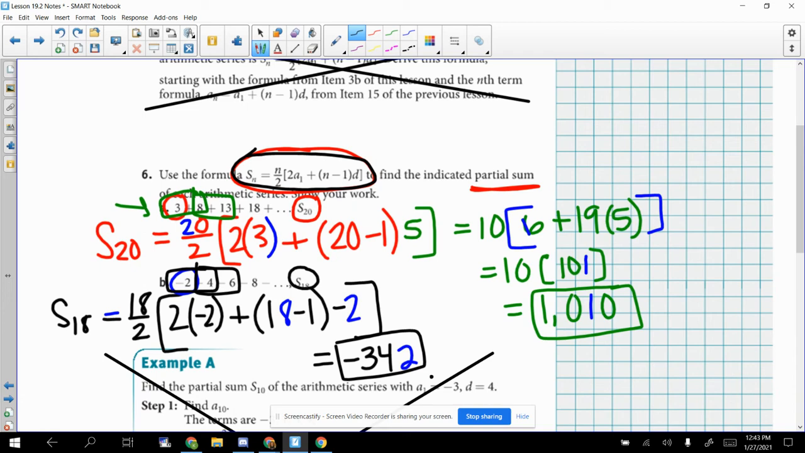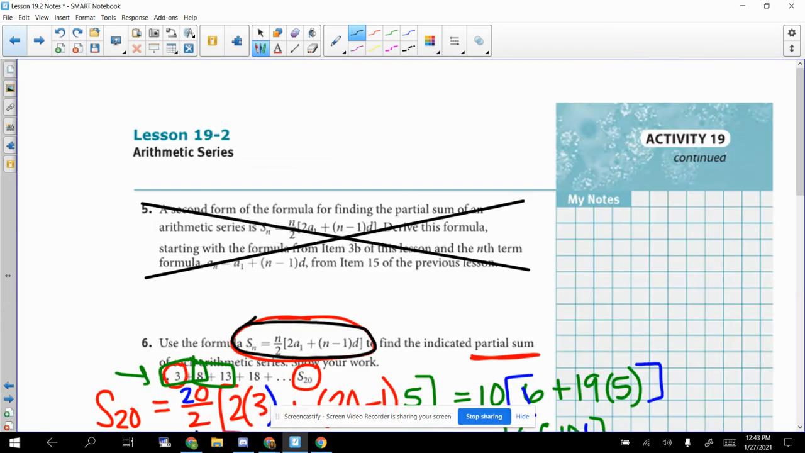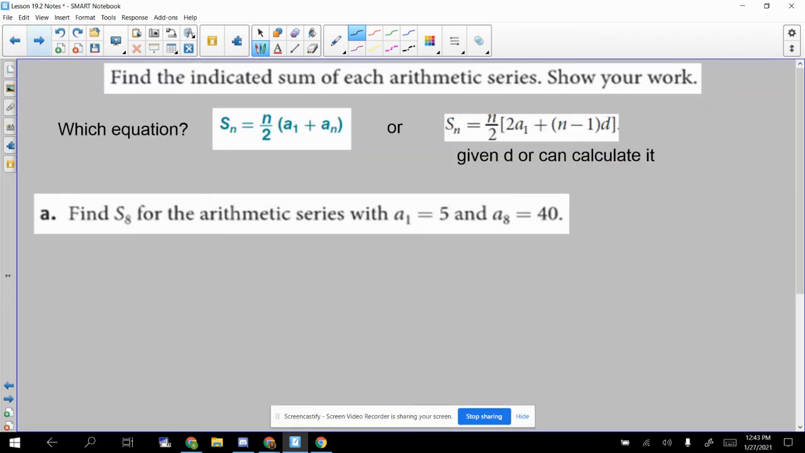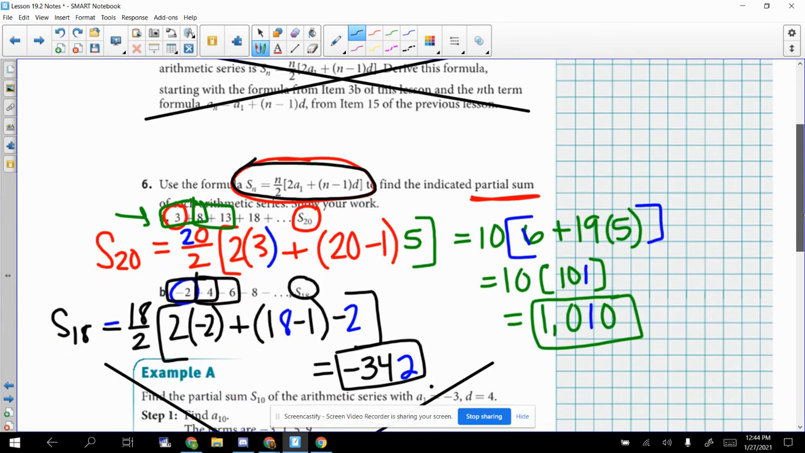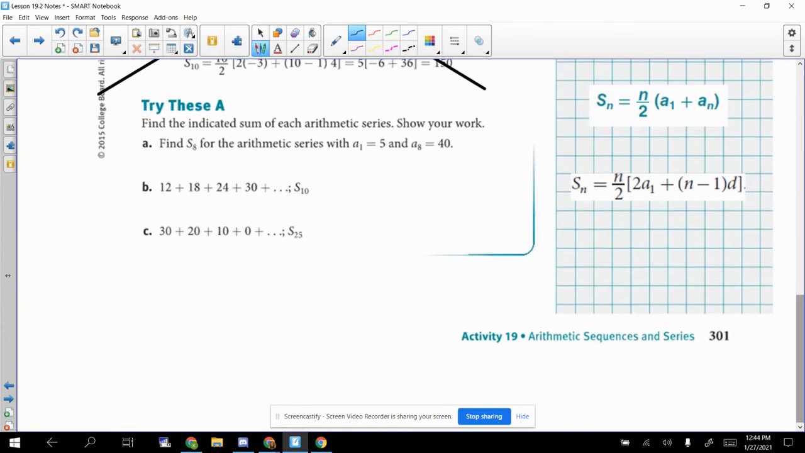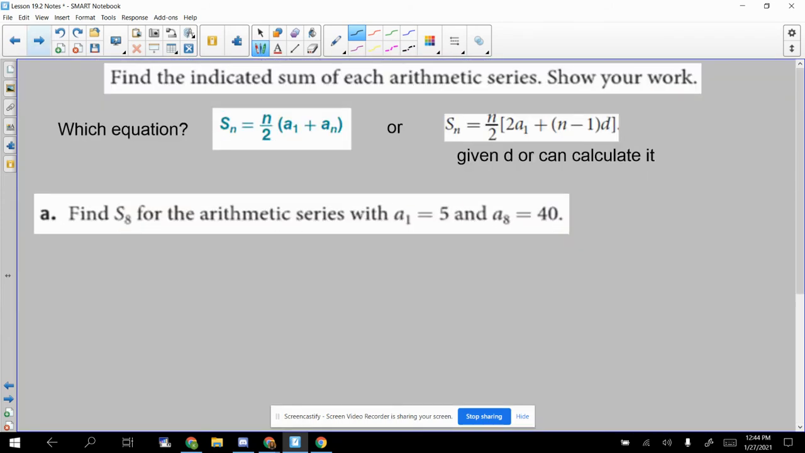All right. Then last thing we're going to do is a couple more examples where we put it all together. We're going to have to determine which formula to use, depending on what information is given to us. And again, make sure you have these two formulas written down because these are our new ones that we're going to be working with. So part A, and these are at the bottom of page 301, so if you want to go ahead and do them there. But I'm going to just, for the sake of room, do them on another page.